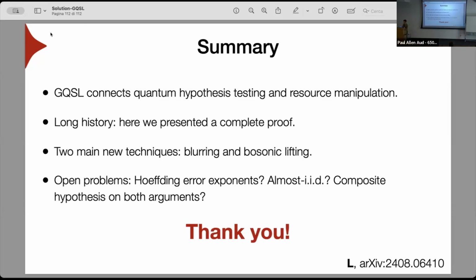Okay, so any questions? I can start with one. I'm wondering about this blurring thing. I can imagine many ways to do blurring, but you have this particular way of doing blurring. Somehow the symmetry is very important here. Could you say a few words on why this particular way?